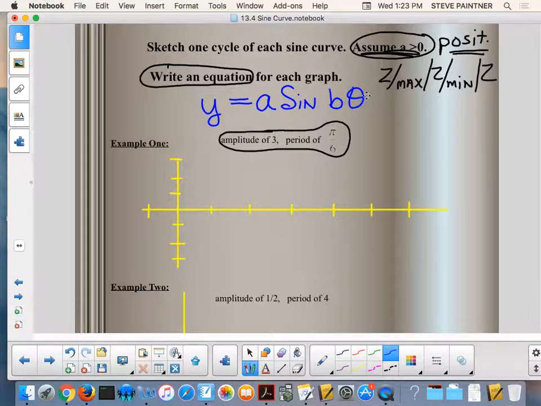I bet for sure one of those letters is easy for you. Any idea which one's the easy one? The amplitude. If the amplitude is 3, by the way, I already gave it away. It's up 3, down 3. So if the amplitude is 3, what goes here? 3. So y equals 3 times sine of, what's b? Pi over 6? You think it's pi over 6? That's the period. This is the hard one. You would multiply by 2 pi, right? No.